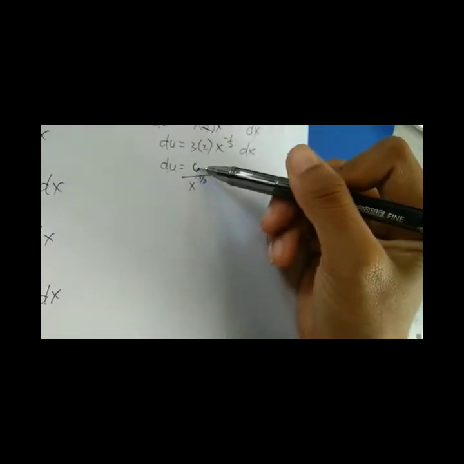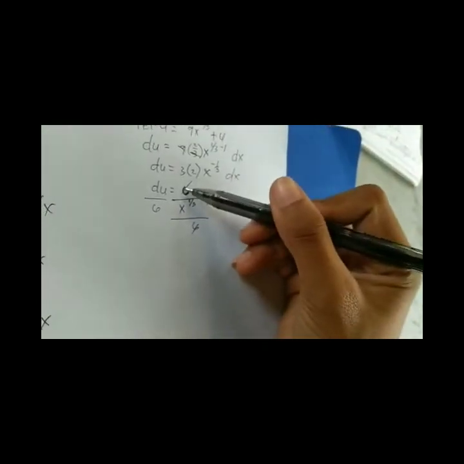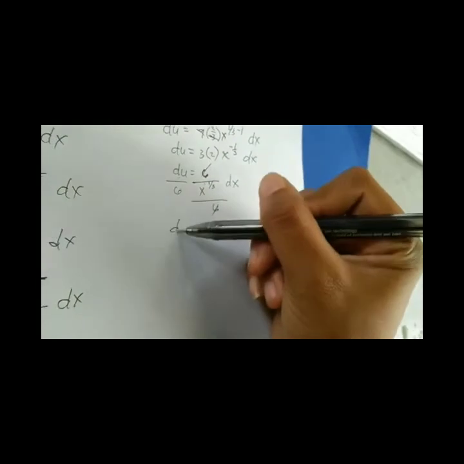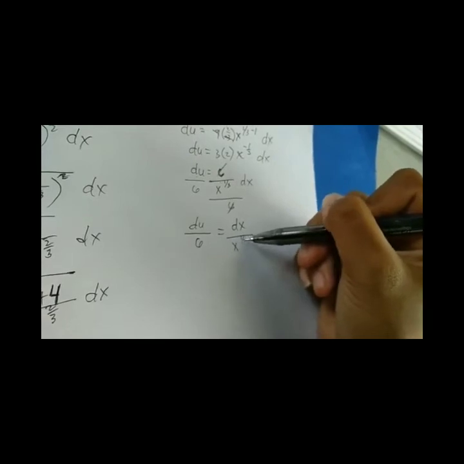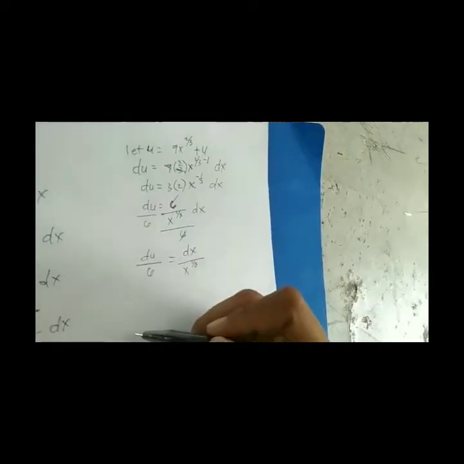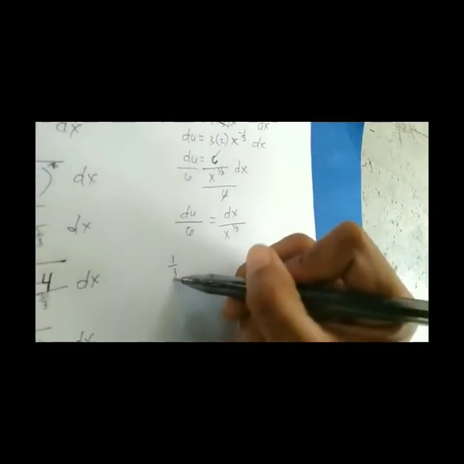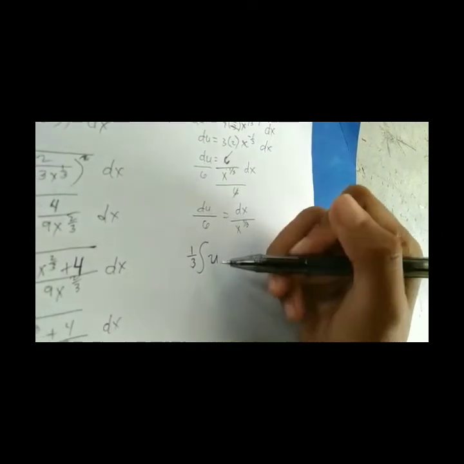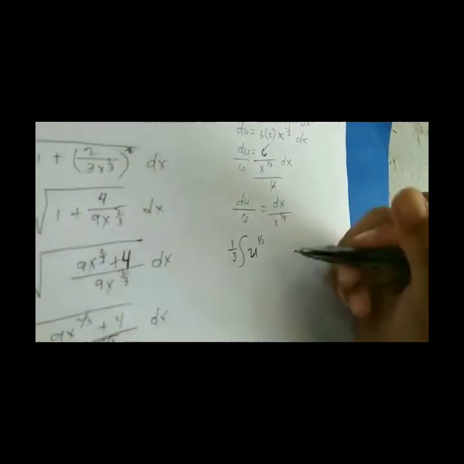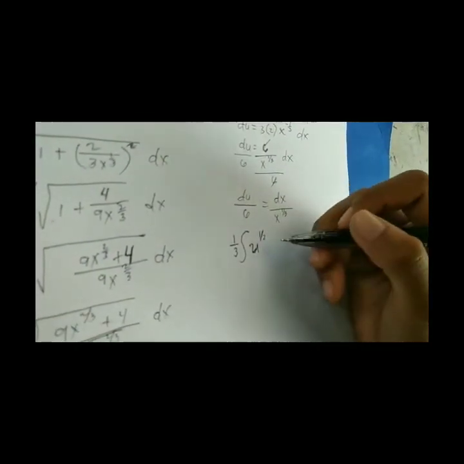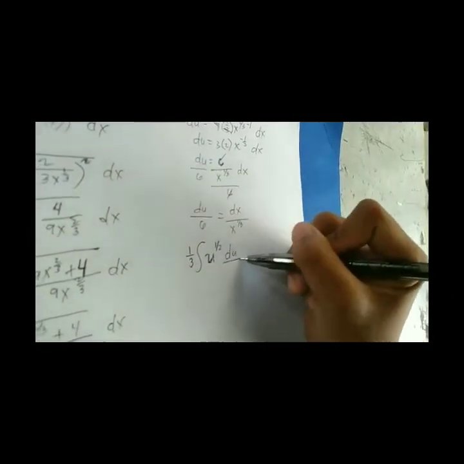Here, cancel out the 6. So we divide du by 6 and the 6. They cancel. And then du over 6 is equal to dx all over x raised to the power of 1/3. So for the substitution into the integral, we have 1/3, and u represents our expression from earlier, and then the 1/2 exponent on u. And then this du all over 6, we copy du all over 6 as well.